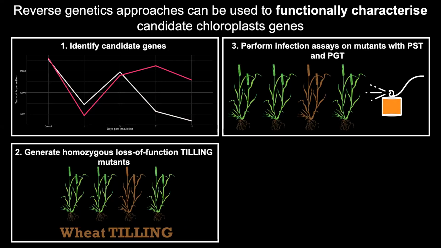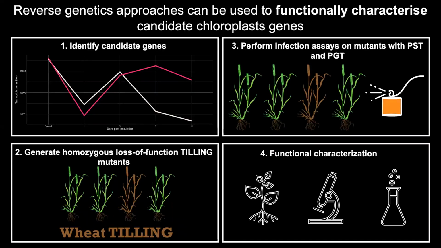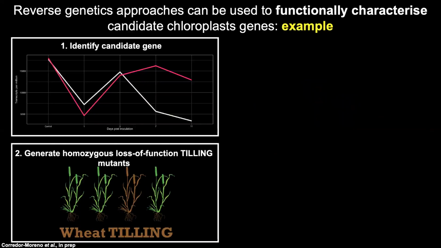And these mutants will be screened for changes in the level of susceptibility to wheat rust fungi. And those mutants, and therefore those genes which show to be involved in the wheat response to rust fungi, will be taken forward for functional characterization. And one of these genes is already through the pipeline for functional characterization.